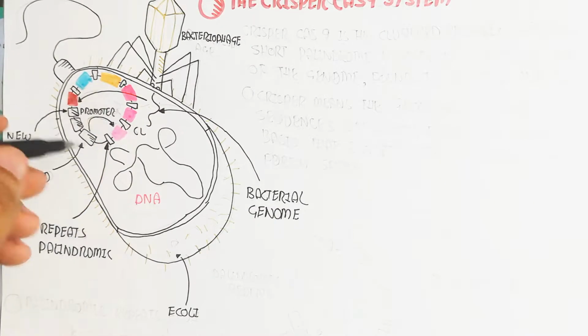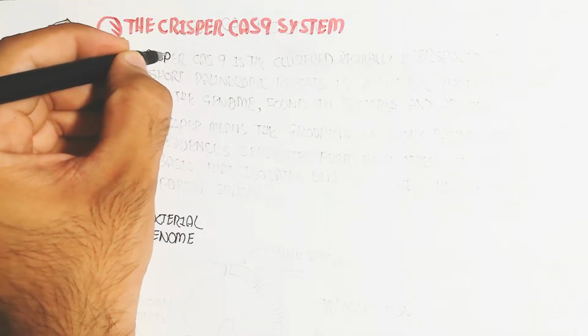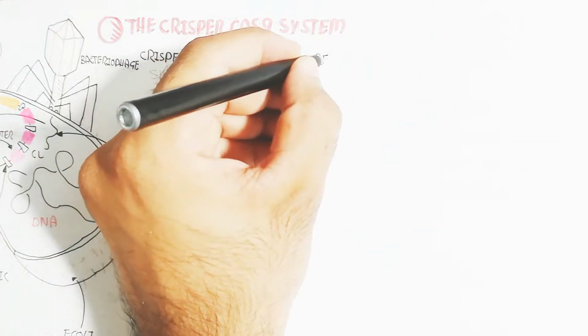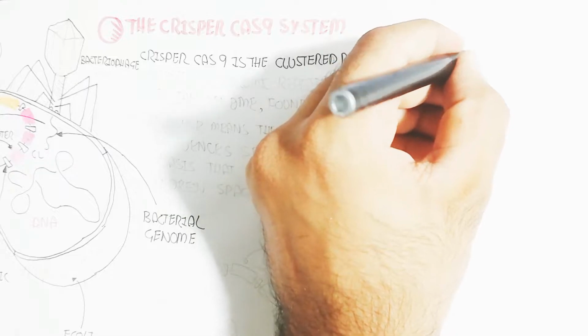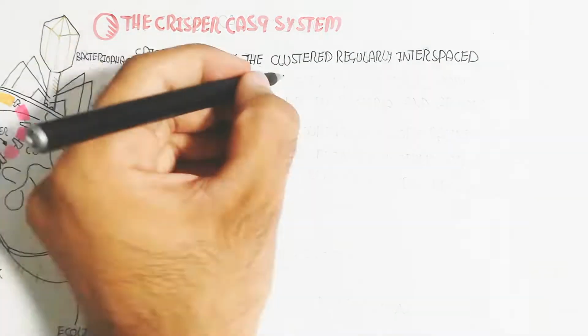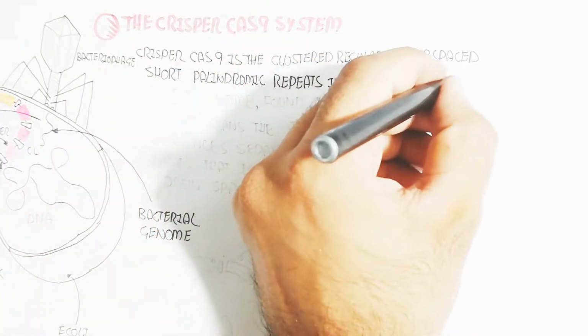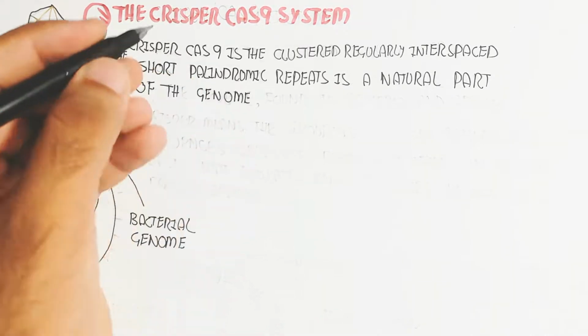So in this way, here is the promoter, which is used for the promotion of the Cas9 gene activation to produce. We will also learn. So CRISPR-Cas9 is the clustered regularly interspaced short palindromic repeats. Short palindromic repeats is a natural part of the genome. So remember, and found in bacteria and archaea.